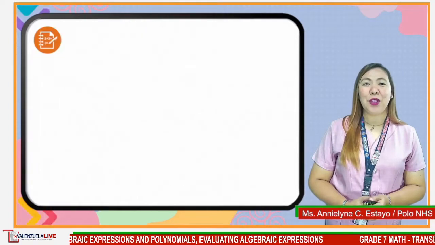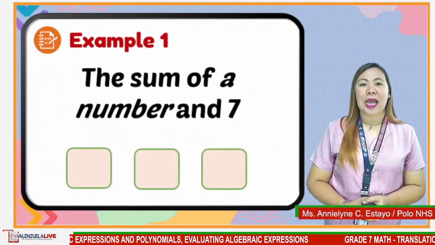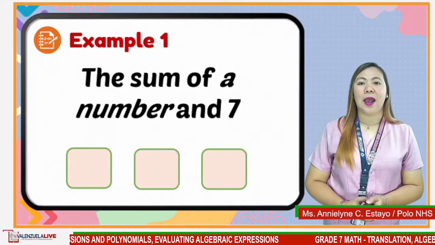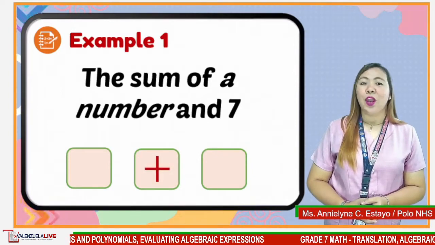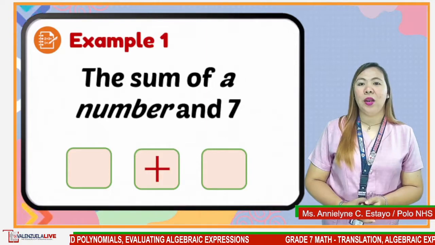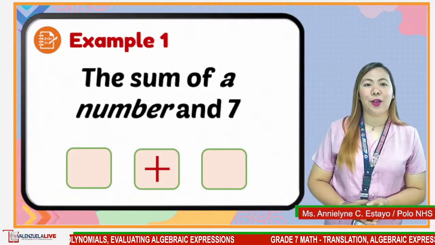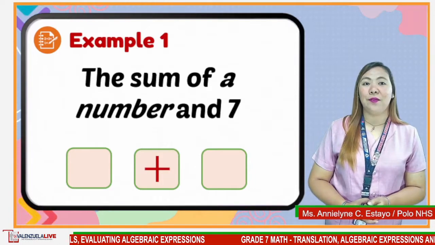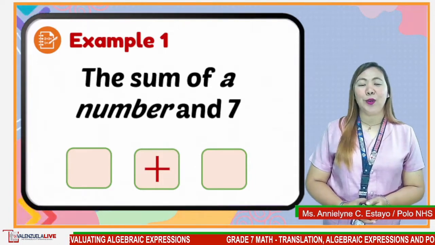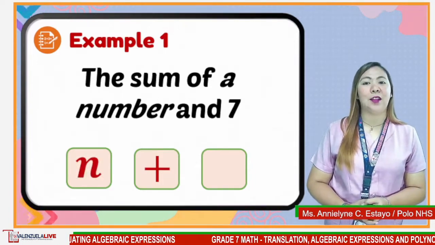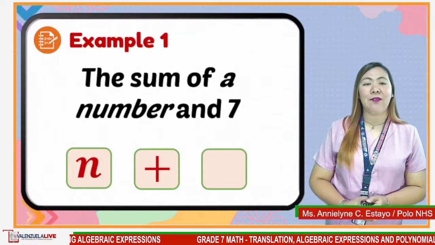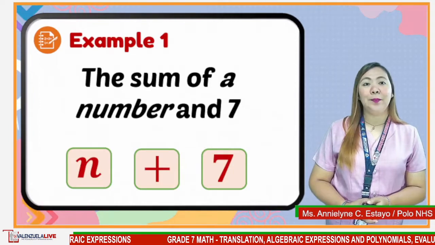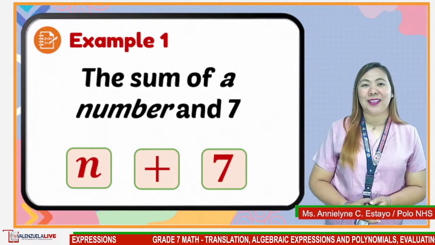For example, number 1, the sum of a number and 7. The word sum means addition. For the term a number, we can use any letter from the English alphabet to represent its unknown value. Let's say we use n to represent the number, and for 7, it is 7 itself. So we will obtain n plus 7.